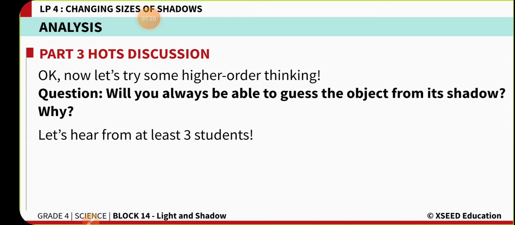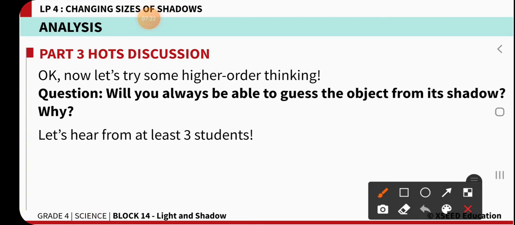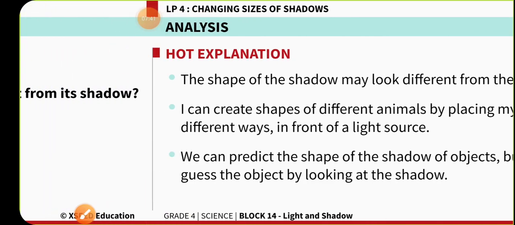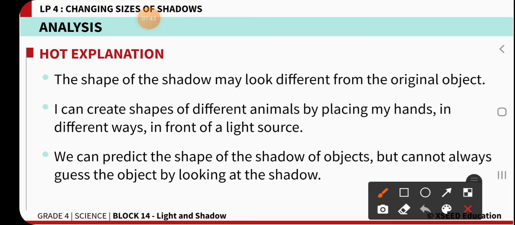Yes, so will you always be able to guess the object from its shadow? Why? So with the help of a shadow, can you guess the object specifically? That means no, you cannot always guess the object with the help of the shadow, because the shape of the shadows, in LP3 we clearly learned, varies based on the direction from which the light is falling.